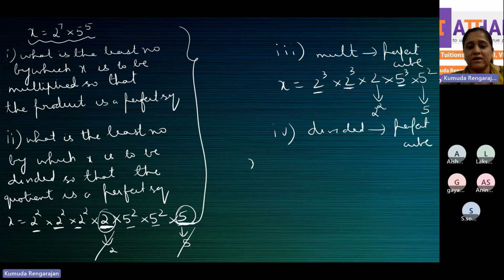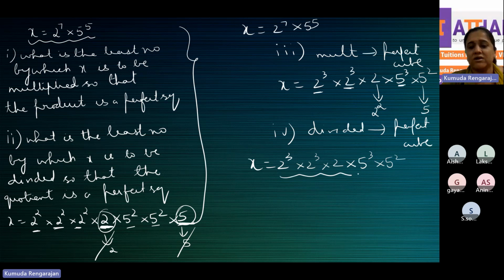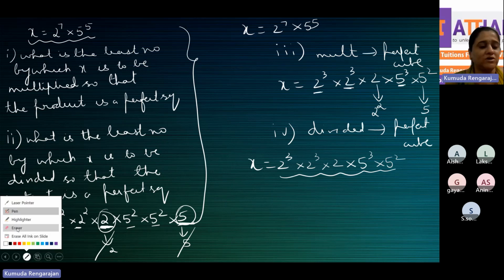20 is the number by which it should be multiplied. But for dividing, X is equal to 2 cubed into 2 cubed into 2 into 5 cubed into 5 square. See, the same X, but you're writing it in a different way, presenting it this way to answer questions related to perfect cubes. You must express the prime factors with power 3 to answer questions related to perfect cubes. Perfect square, with power 2. The prime factors must be expressed with power 2.